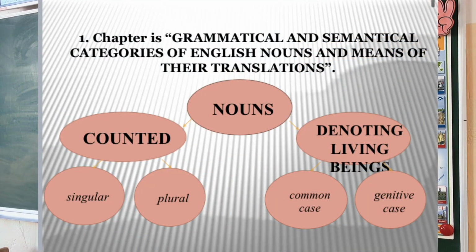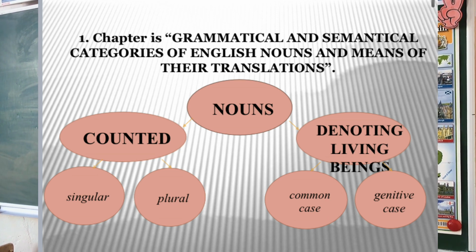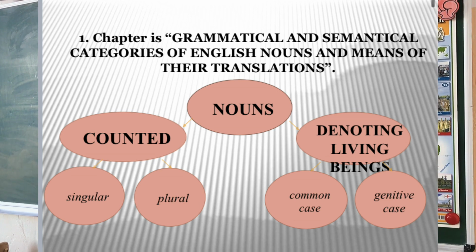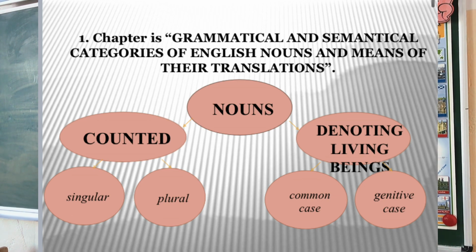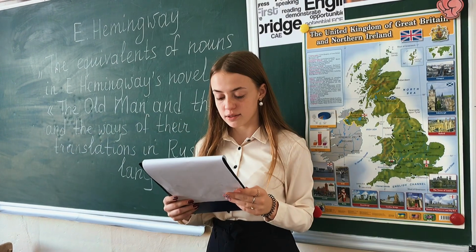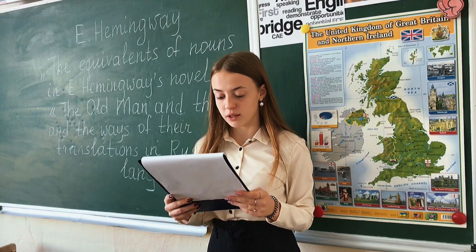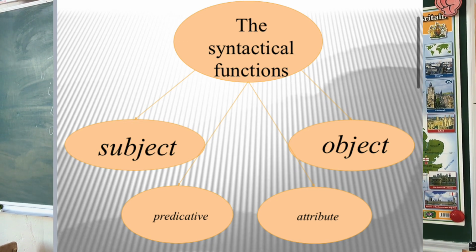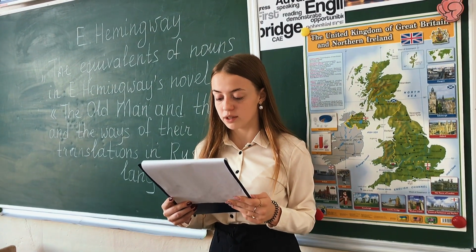The first chapter is grammatical and semantic categories of English noun and means of their translation. In this chapter, I will tell about the noun and its grammatical categories. The noun is a word expressing substance in the widest sense. The noun has the following morphological characteristics. Nouns can have 2 numbers, singular and plural. Nouns denoting living beings have 2 case forms, the common case and the genitive case.